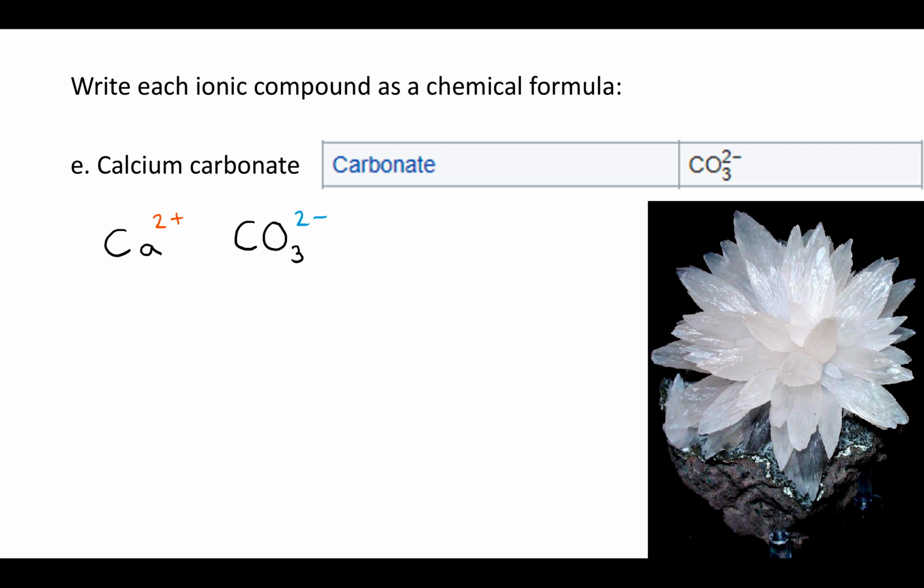So these are our ions separately. Because each of these ions has the same amount of charge, 2+ here and 2- there, you can rewrite each of the elements without the charges together, so CaCO3, and that's the compound. So the formula for calcium carbonate is CaCO3.